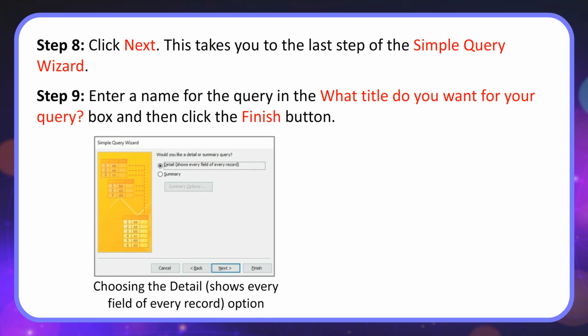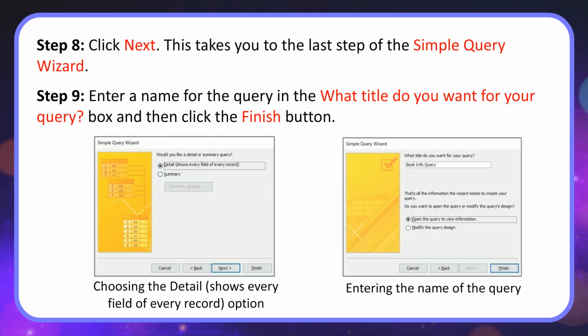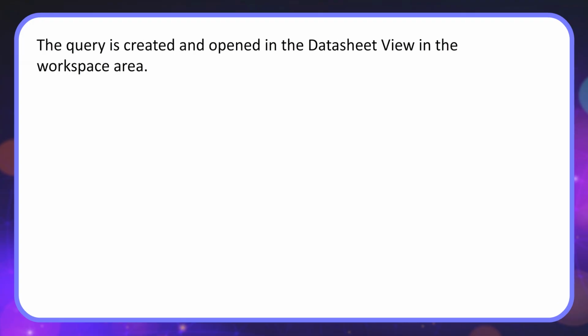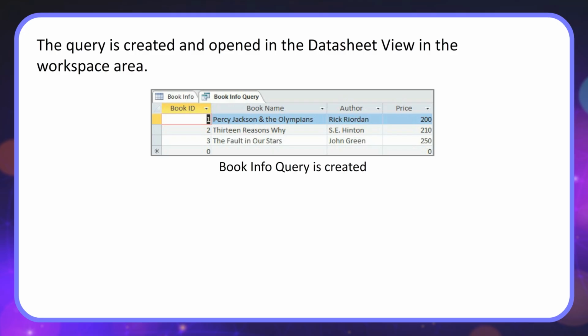Choosing the Detail, shows every field of every record, option. Entering the name of the query. The query is created and opened in the datasheet view in the workspace area. Book info query is created.